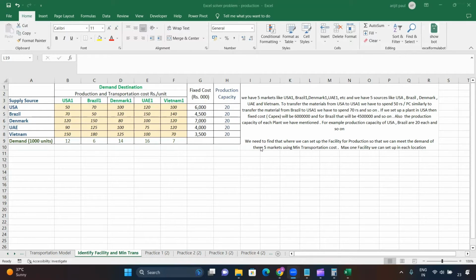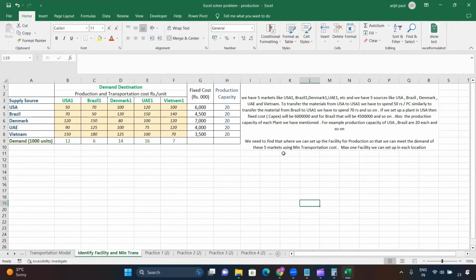Okay, now we need to find out where we can set up the facility for production. So as I said earlier, basically we are going to find out where we can set up this facility or the plant so that we can cater to these 5 markets with minimum transportation cost, so that we can meet the demand of these 5 markets.